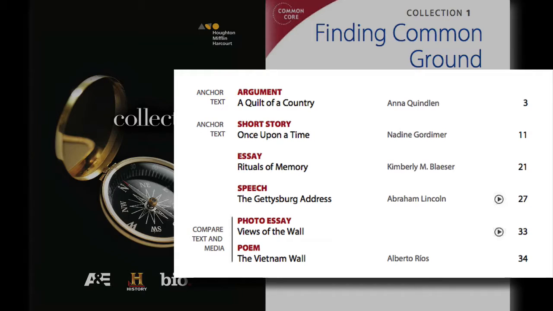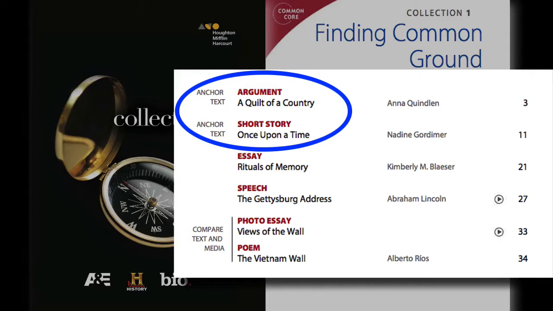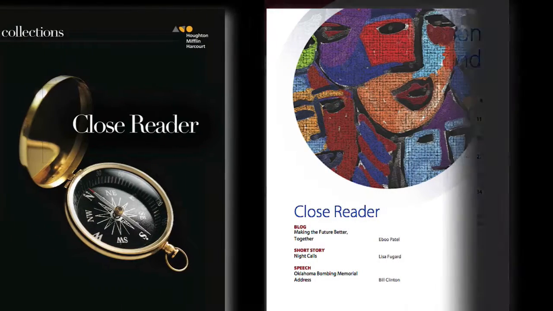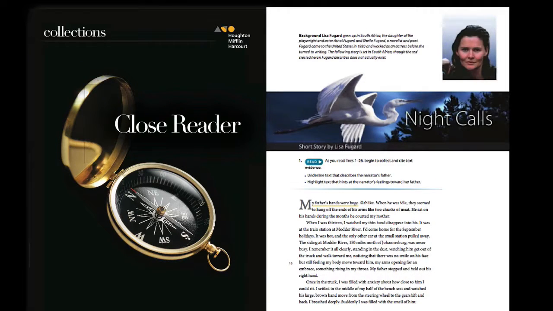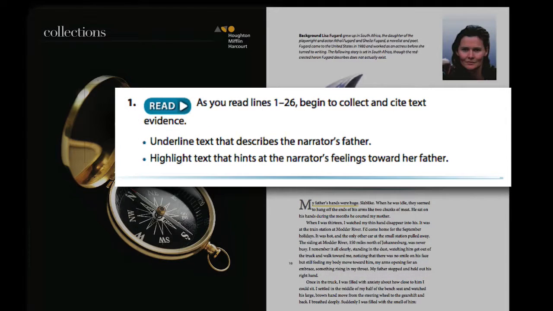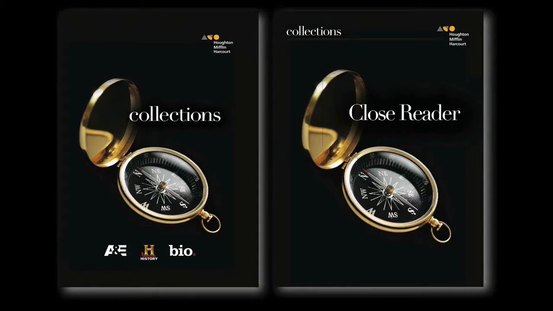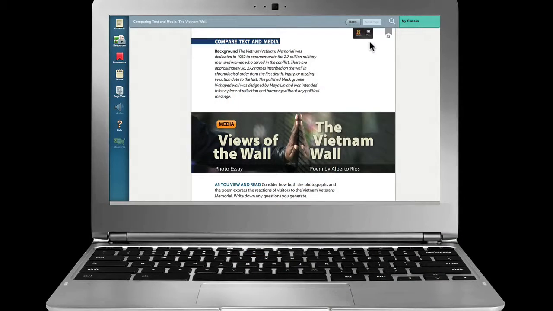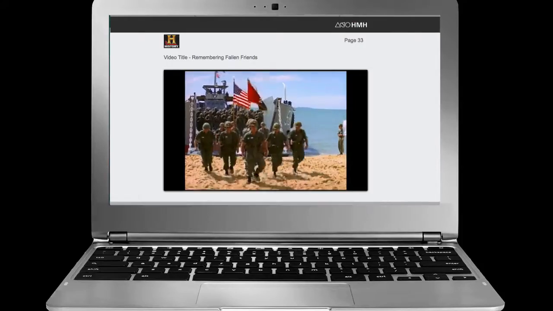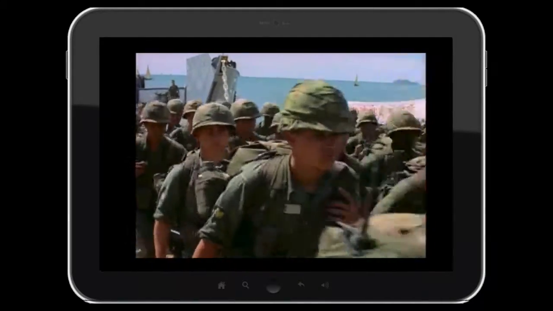Cross-genre selections, linked by topics, are comprised of anchor texts and related selections, including media as text. The Close Reader, with selections related to anchor text, requires students to interact with additional texts for practice of close reading protocols. Both of these student resources make up the interactive student ebook, accessed online, anytime, anywhere, from multiple devices.